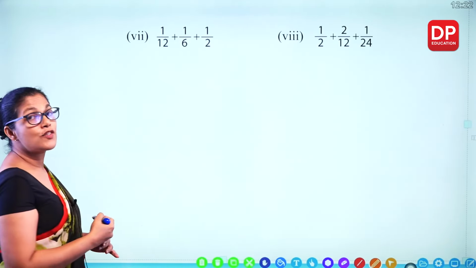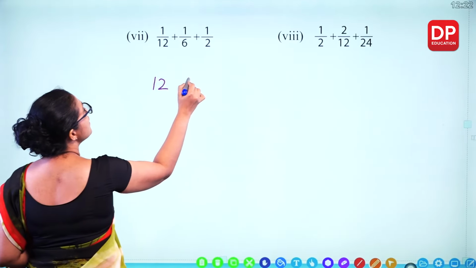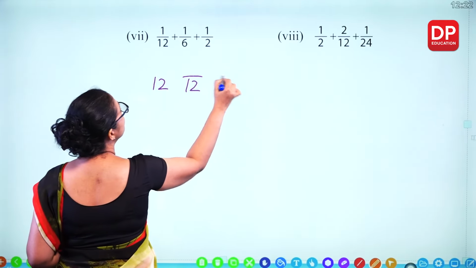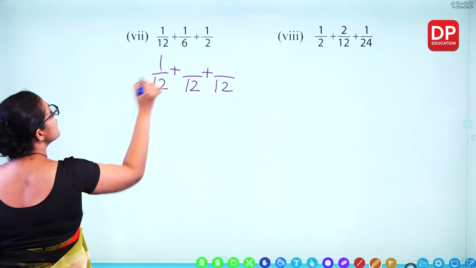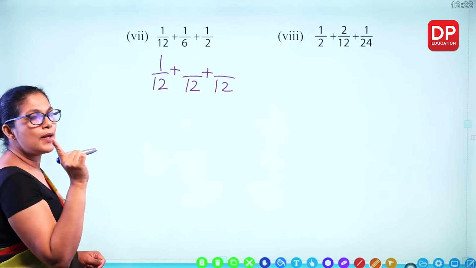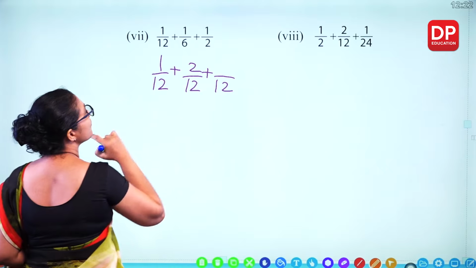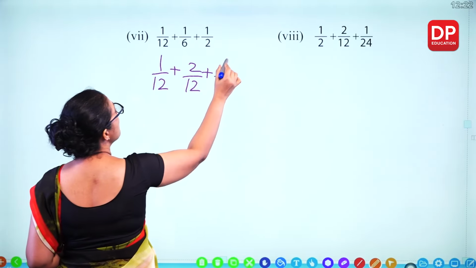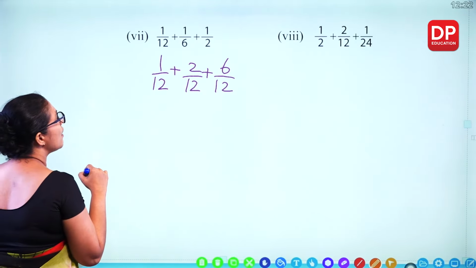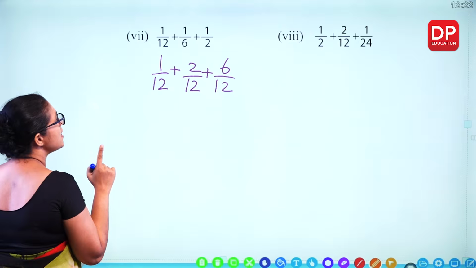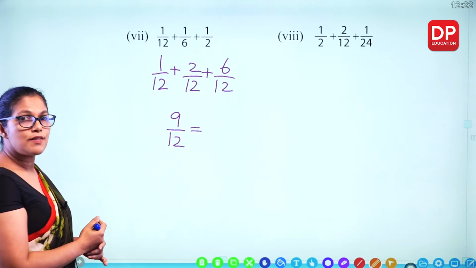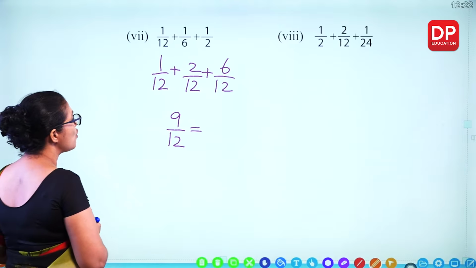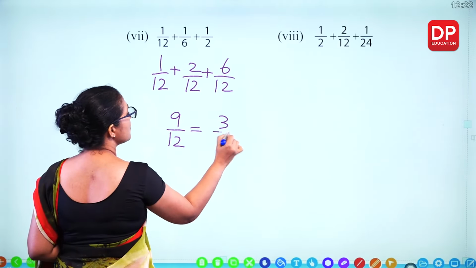This one, 12, 6, 2. Convert everything to 12. It's already there. 6 to 12, that means multiply by 2. 2 to 12 multiplied by 6. Now add 6 plus 2, 8. 8 plus 1, 9. Simplify further. Divide both the numerator and denominator by 3. 3 over 4.